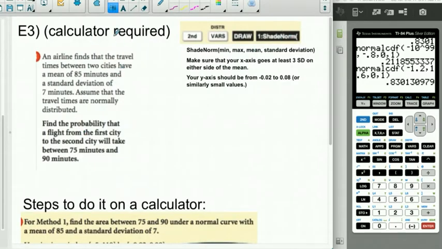So we're going to use a calculator for E3 and P3. As you can tell, I had to look up the calculator steps because I don't typically teach a ton of stats. So an airline finds that the travel times between 2 cities have a mean of 85 minutes and a standard deviation of 7.